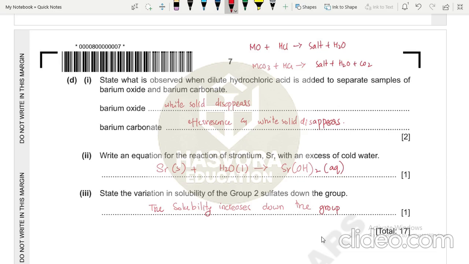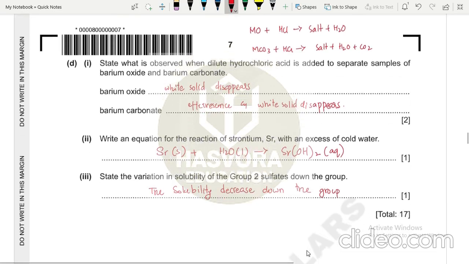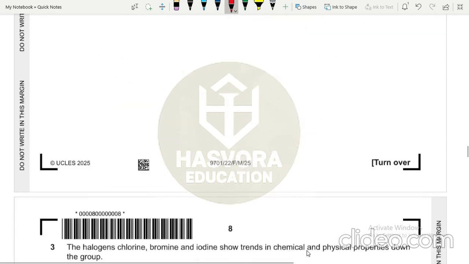Also the sulfates, their solubility decreases. So I have just made a mistake here. It is decreases, not increases. I just thought they were talking about the hydroxides. So the solubility decreases down the group. So the solubility of the sulfates decreases down the group, the solubility of the hydroxides increases down the group, and the reaction of the oxygen and the water with these metals is more vigorous down the group, or more violent, you can say.